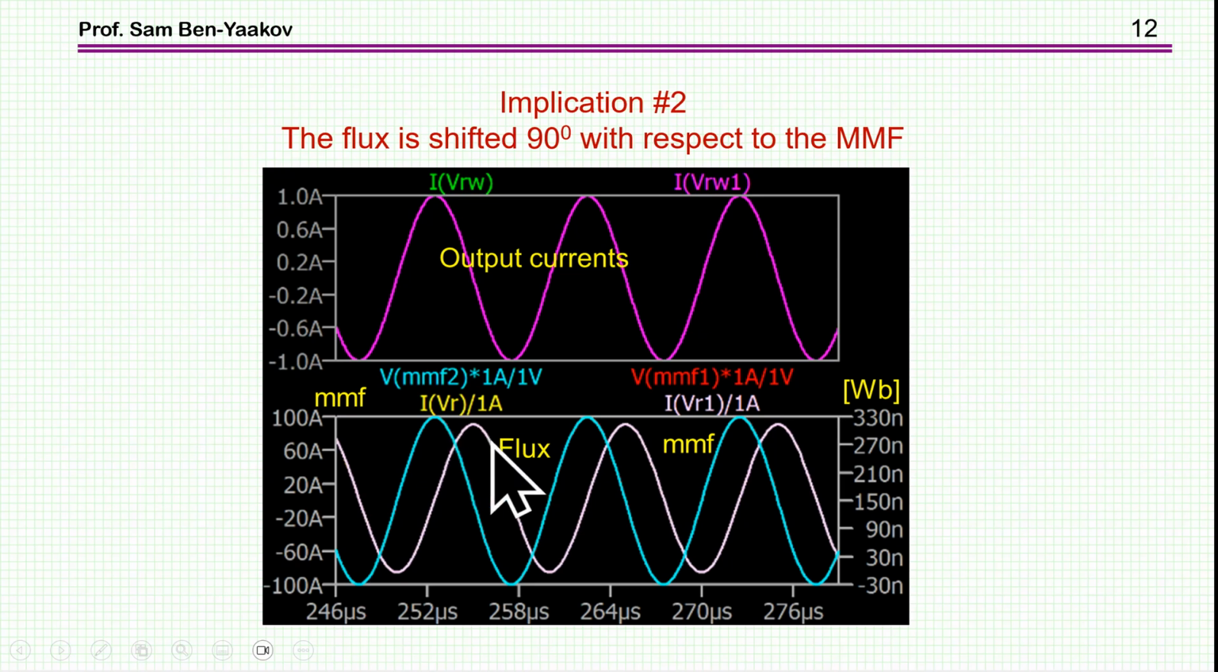So calling the reluctance equivalent circuit a magnetic Ohm's law is incorrect, because in Ohm's law, of course, the voltage is DC. The voltage and the current, there's no phase shift between them, while here you have a phase shift between this voltage source, the MMF, and the current, which is the flux.